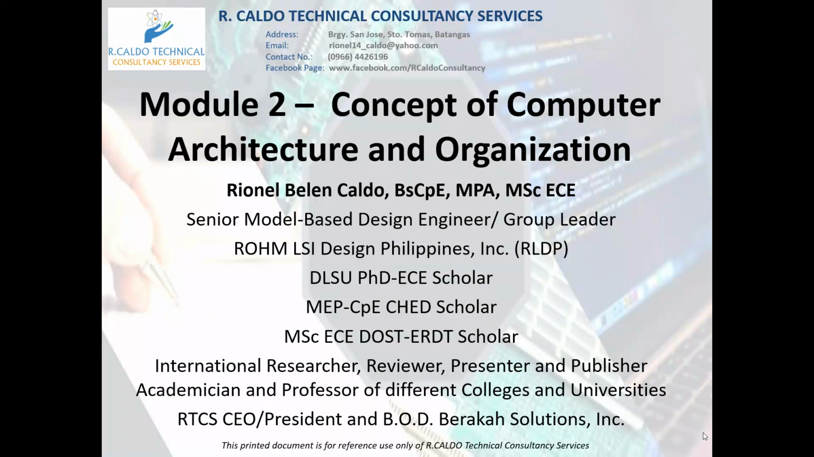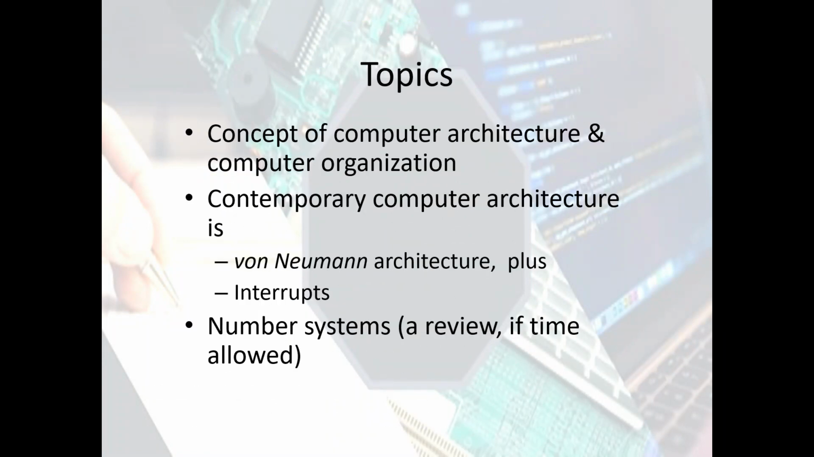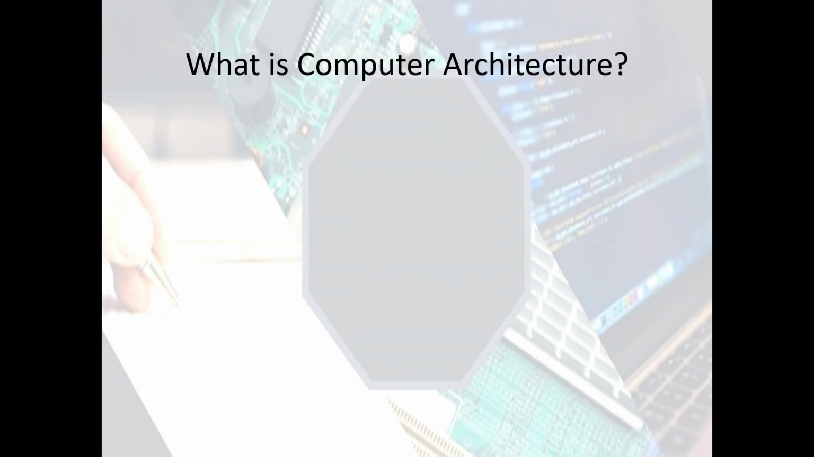For today, we'll be discussing our second module, and the module is all about the concept of computer architecture and organization. The topics that we're about to cover are the concept of computer architecture and computer organization, and contemporary computer architecture, so the von Neumann architecture plus the interrupts, including number systems, a review if time allowed, but I understand that your other subjects already covered the number systems.